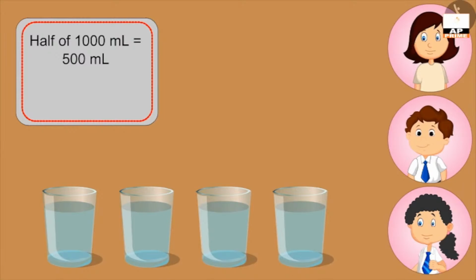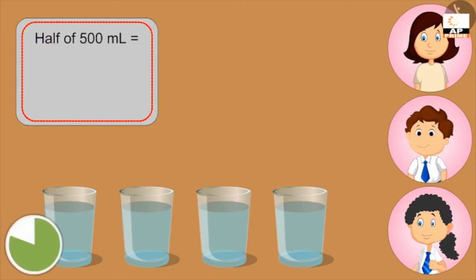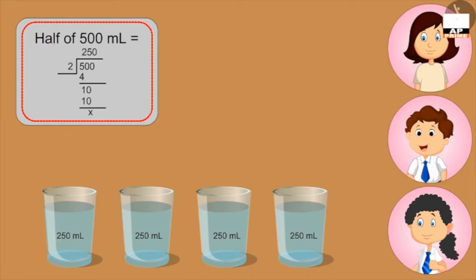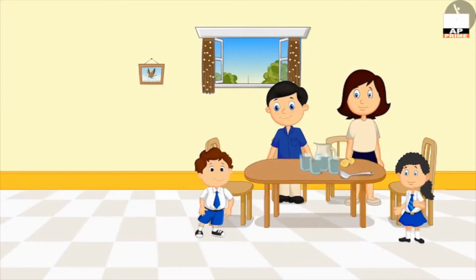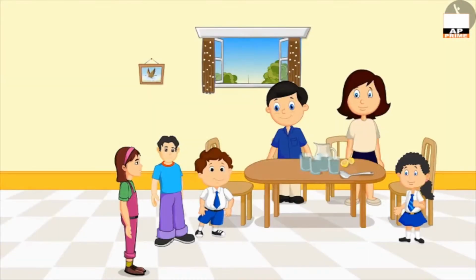Yes, Mom. Can you tell how much lemonade is in 1 glass? Half of 500 ml. Very good. So what's that? Kids, you can pause the video and think about the answer. We have to divide 500 by 2. 250? Very good, Bholu. Daddy, we all got 250 ml of lemonade.